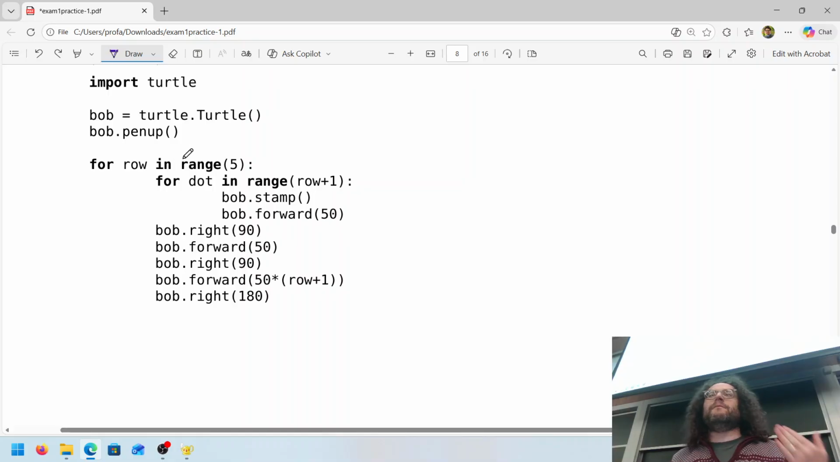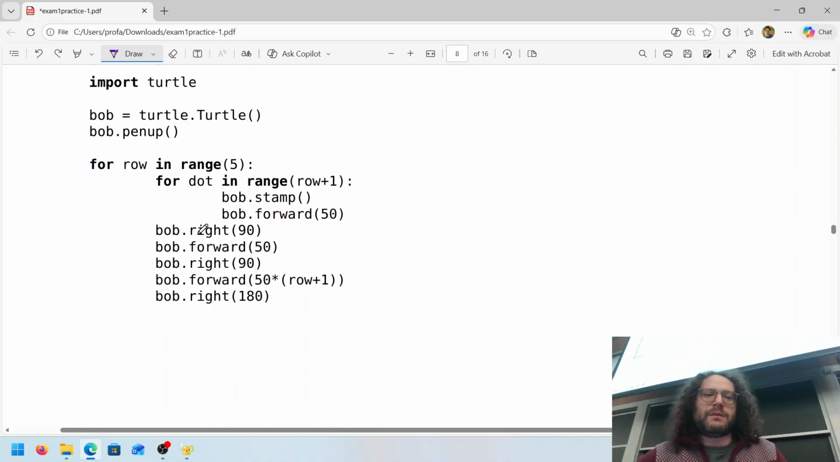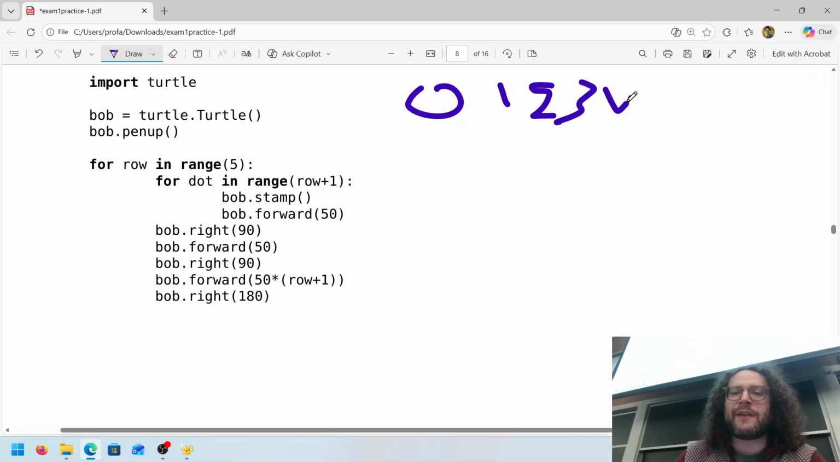My diatribe about variable names is that when I name things row and dot, those are usually hints. Those are normally disclaimers as to what we're doing. So it's a good explanation that the outer for loop does rows, and that this for loop, for dot in range row plus 1, is responsible for drawing dots in some way. So let's go through this. For row in range, row's values are going to be 0, 1, 2, 3, and 4, correct? So we're going to start out with row being 0.